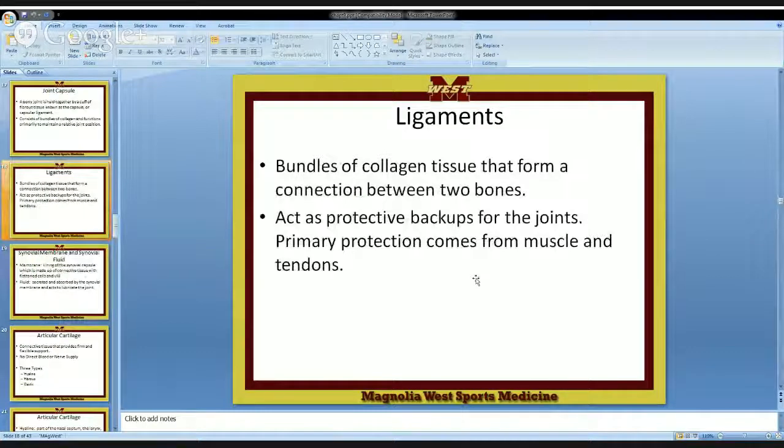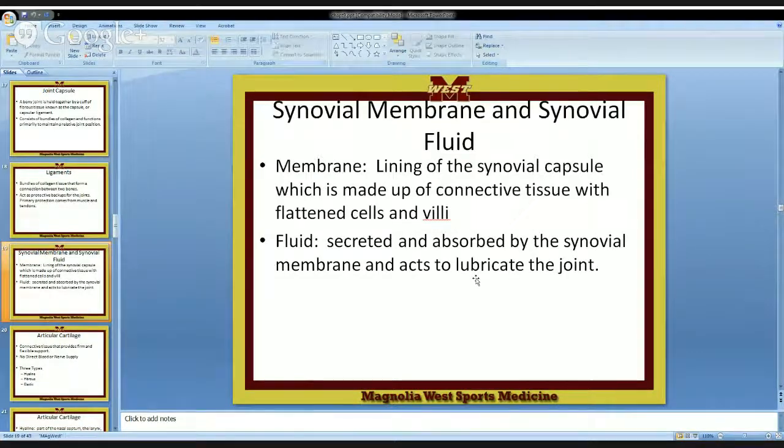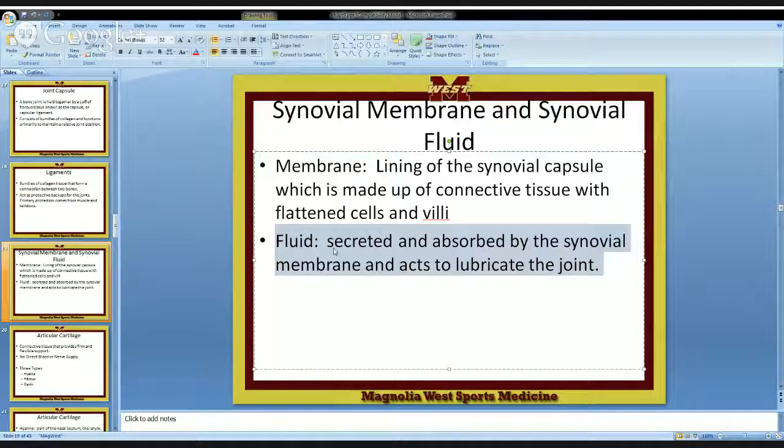All right. Slide 18. It acts as a protective backup for the joints. The primary protection comes from the muscles and tendons. That is your ligaments. Ligaments are actually a backup protector. They're not the primary protectors of a joint. All right. This is secreted and absorbed by the synovial membrane and acts to lubricate the joint. All right. That is on slide 19, and it's synovial fluid. I know it just says fluid there, but it's synovial fluid. All right. You'll see that on the top.